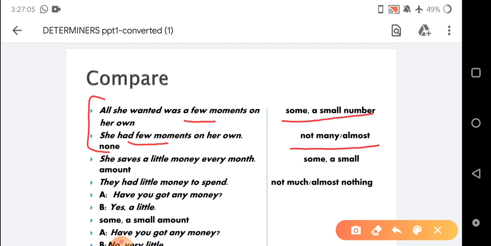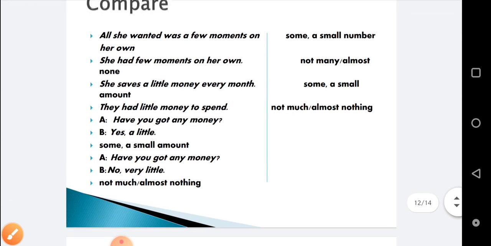Similarly, in the next set of sentences, she saves a little money means at least she saves some money, a small amount of money she's saving every month. Okay. They had little money to spend, almost nothing, insignificant. So, this is the basic difference between a little and little. Look at the next part. Have you got any money? Yes, a little. Here it means a small amount. Yes, because the answer is affirmative. Have you got any money? No, very little. I almost have nothing with me.